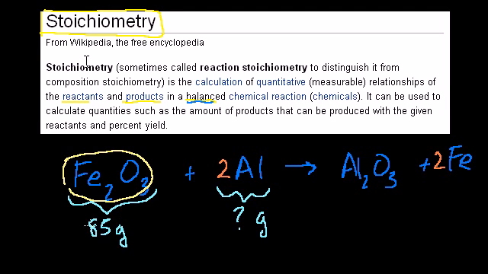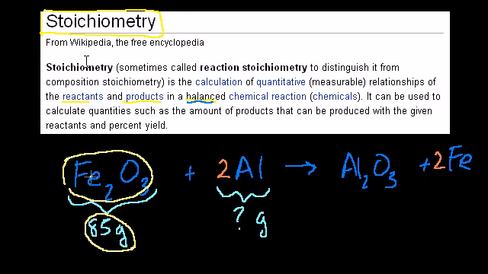So what we need to do is figure out how many moles of this molecule there are in 85 grams. And then we need to have twice as many moles of aluminum, because for every mole of the iron(III) oxide, we have 2 moles of aluminum. We're just looking at the coefficients, the numbers: 1 molecule of iron(III) oxide combines with 2 molecules of aluminum to make this reaction happen. So let's first figure out how many moles 85 grams are.